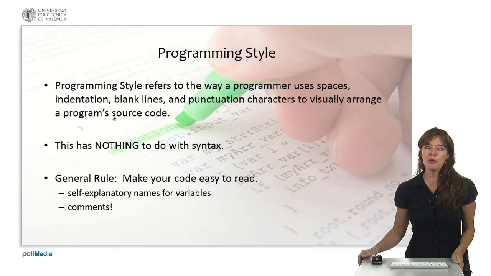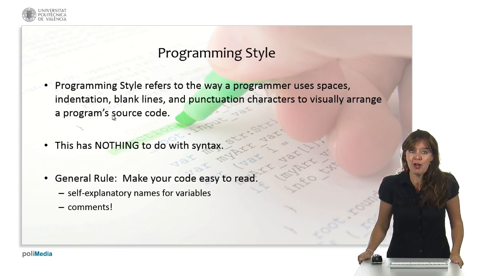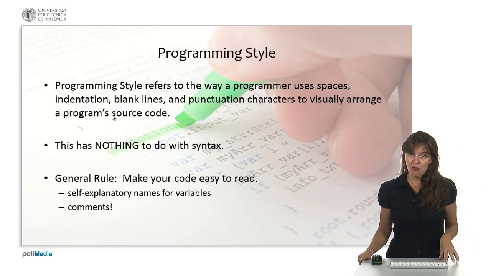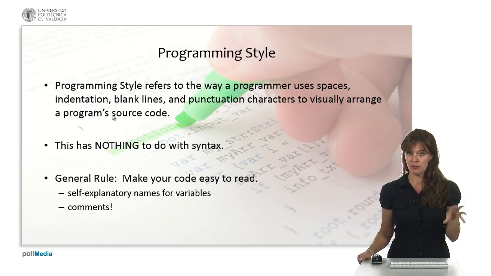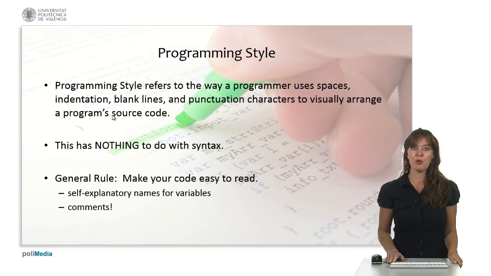So the general rule to have good style programs is: make it easy to read for others. Make self-explanatory names for variables and write comments. Comment your code to indicate what it's doing. That's good programming style.